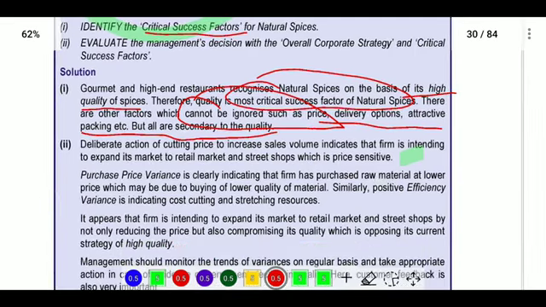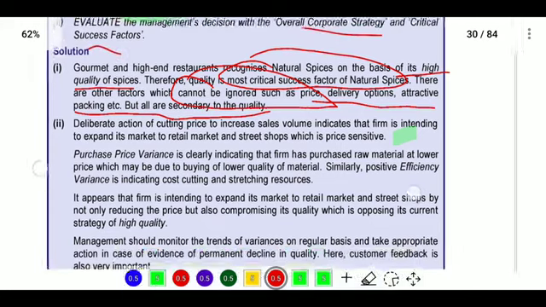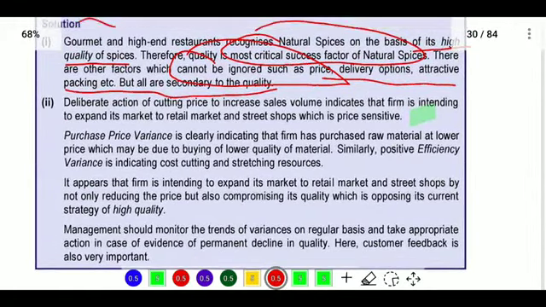Next, what is the second question? Evaluate the management decision with the overall corporate strategy and critical success factors. The action they are taking is cutting price to increase sales volume. So sales volume is favorable and sales price is adverse, meaning they are cutting the prices and sales volume is increasing because of the price cutting. When you sell at less price, more people will purchase, so your volume will increase, and it was intending to expand its retail market and street shops, which are price sensitive.